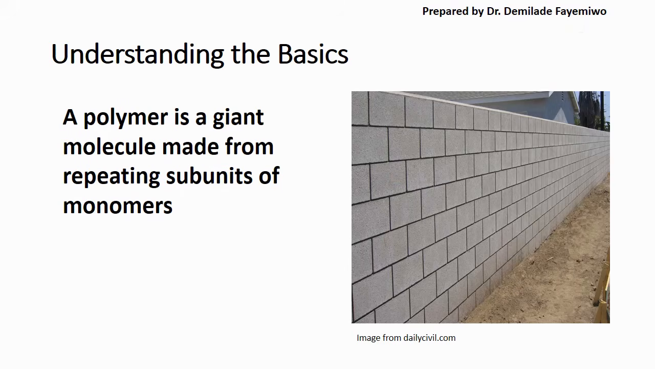And so if we want to imagine it that way, we can simply then say that a polymer would be a brick wall such as this, because it is the joining of many monomers together. So a polymer is a giant molecule made from repeating subunits of monomers. So think of it again, the monomer is the single building block, while a polymer is many monomers joined together in order to make a giant molecule.